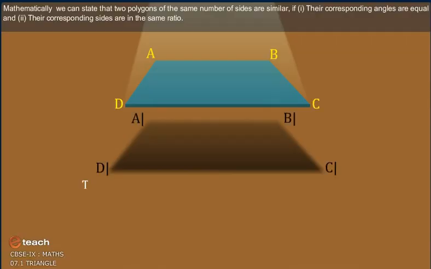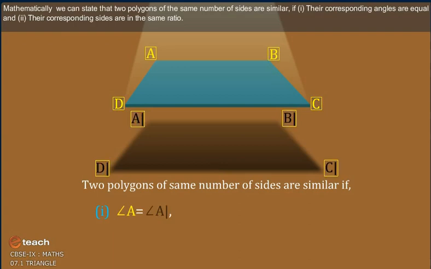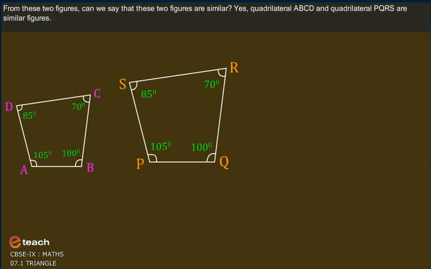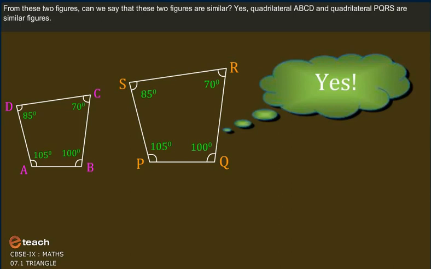Mathematically, we can state that two polygons of the same number of sides are similar if, 1, their corresponding angles are equal, and 2, their corresponding sides are in the same ratio. From these two figures, can we say that these two figures are similar? Yes. Quadrilateral ABCD and quadrilateral PQRS are similar figures.